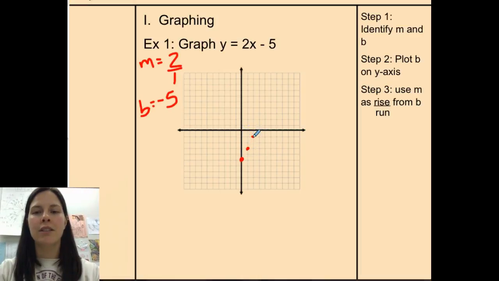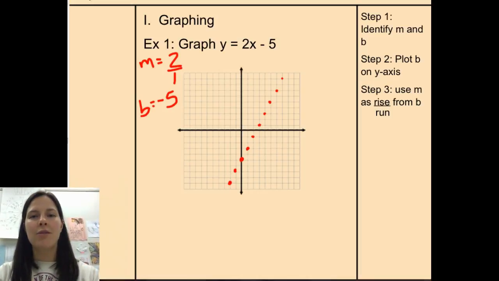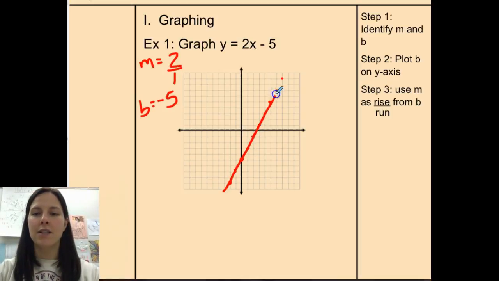I like using the slope over and over because my lines tend not to be very straight, so the more points I get on my graph, the better my line looks. We can also go down 2 and left 1. Remember, a negative divided by a negative is positive, so when you go down and left, your slope is still positive. And then you simply connect all of those points in as straight a line as you can make. And that's the graph of the line.